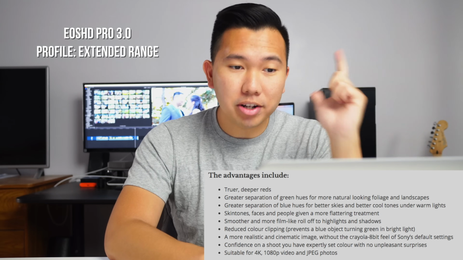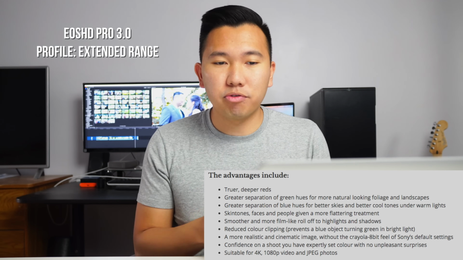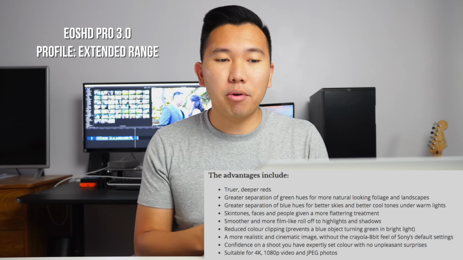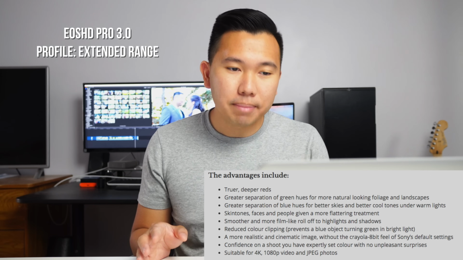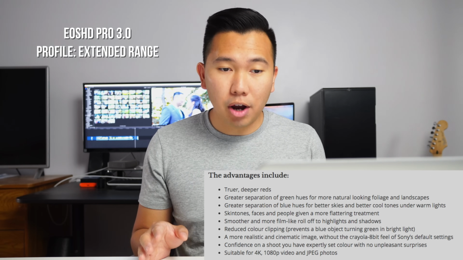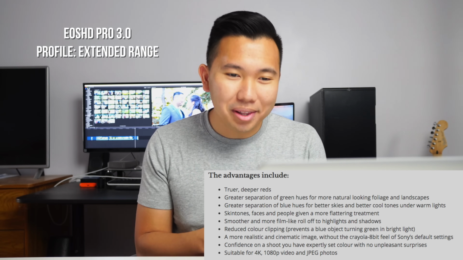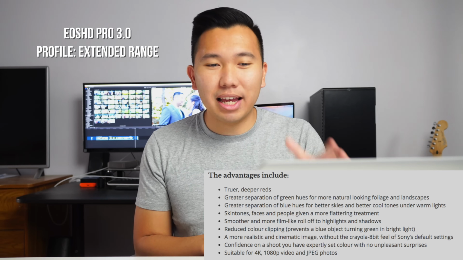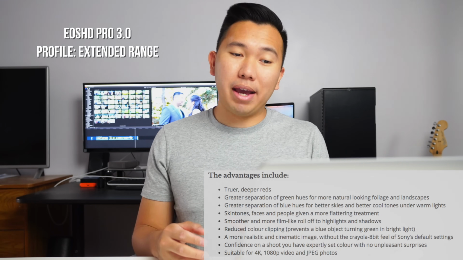Truer, deeper reds, greater separation of green hues from natural looking foliage and landscapes, greater separation of blue hues for better skies, and better cool tones under warm lights. Skin tones, faces, and people are given more flattering treatment, smoother and more film-like roll-off to highlights and shadows, reduced color clipping to prevent blue objects turning green in bright light, a more realistic and cinematic image without the Crayola 8-bit feel of the Sony's default settings, confidence on a shoot that you have expertly set color with no unpleasant surprises, and it's suitable for 4K, 1080p video and JPEG photos. So that's what you would get for the Pro Color 3.0.